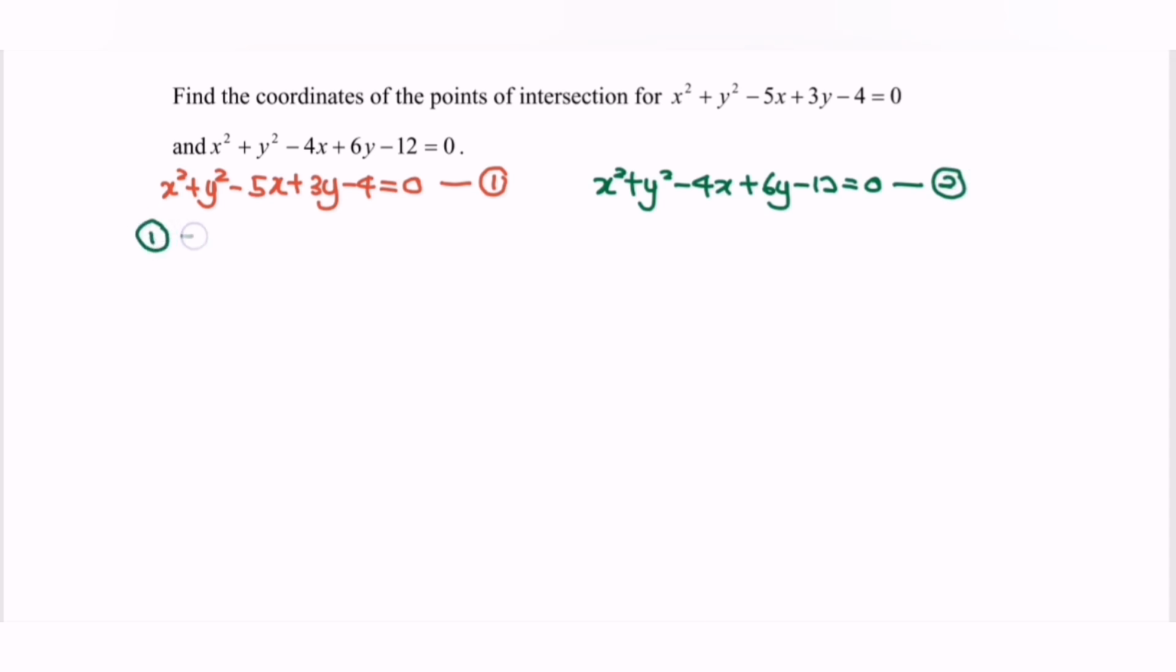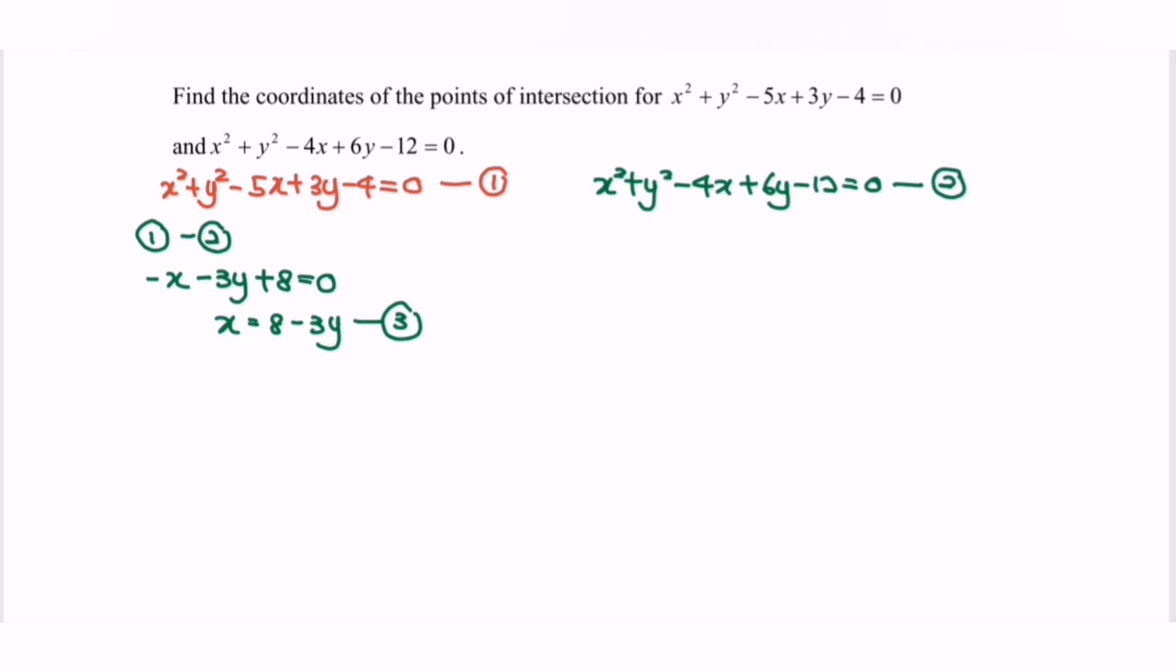So the first equation minus the second equation, and we will have x squared plus y squared minus x squared plus y squared, so we will have 0. Negative 5x minus negative 4x, so we will have negative x. 3y minus 6y, and we will have negative 3y. Negative 4 minus negative 12, and we will have plus 8 equals 0. Rearrange the situation. So x is equal to 8 minus 3y, and we name it as the third equation.